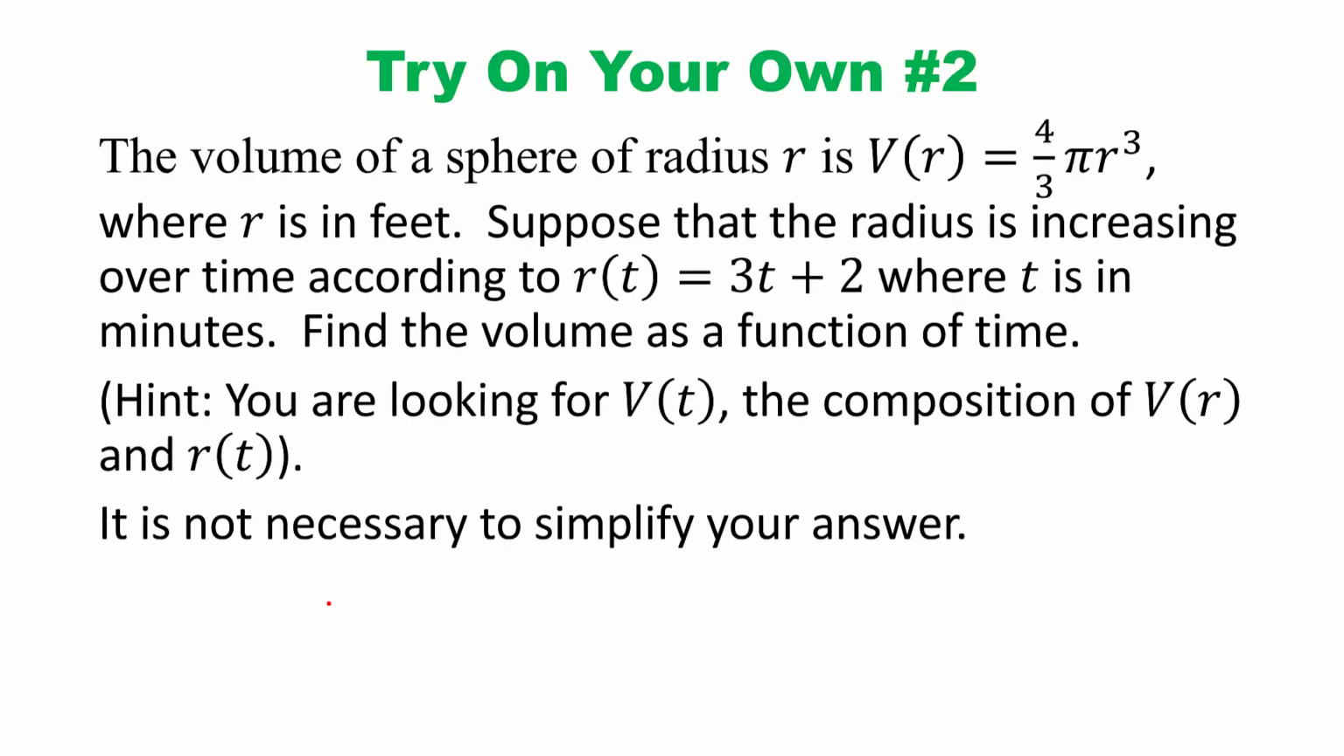Try on your own number 2. The volume of a sphere of radius r is v of r equals 4/3 pi r cubed, where r is in feet.